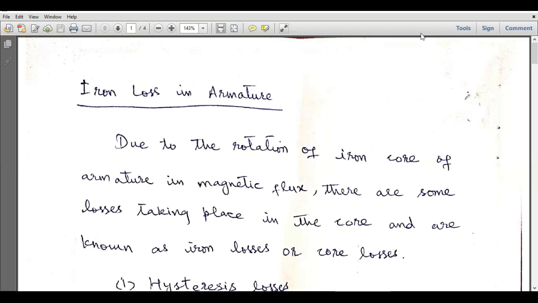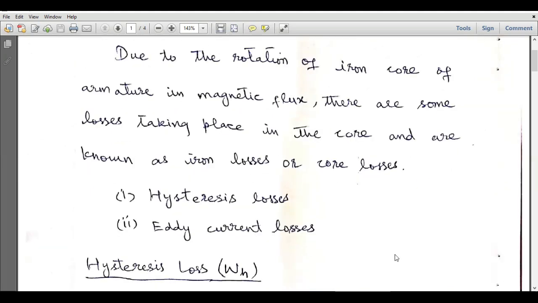First loss is called iron loss. This loss is also called core loss. This is also called magnetic loss. Iron losses, core losses, and magnetic losses are the same, and the iron losses are produced in the DC generator due to the rotation of the iron core of the armature in magnetic flux. There are some losses taking place in the core and are known as iron losses or core losses.